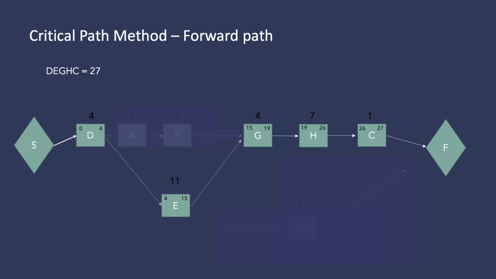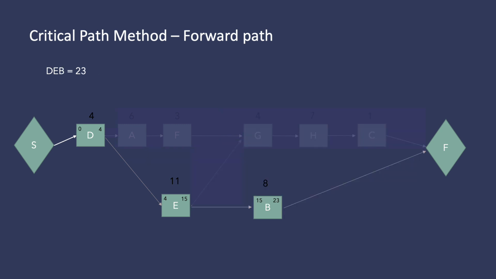The next path is D, E, G, H, C. The same idea applies here, and as a result, we can see that this path of related activities gives us a result of 27 days. And another one is activities D, E, B. The same idea is here, and as a result, we can see that this path of related activities gives us a result of 23 days.